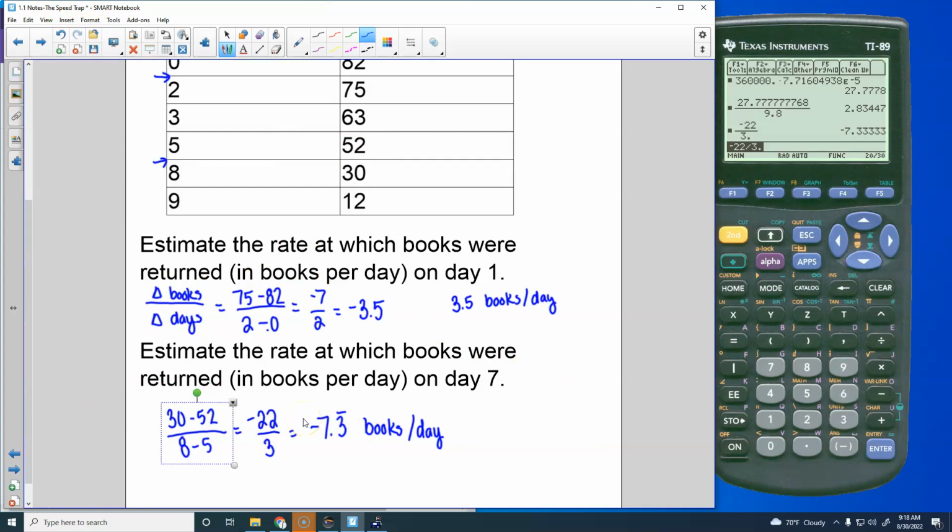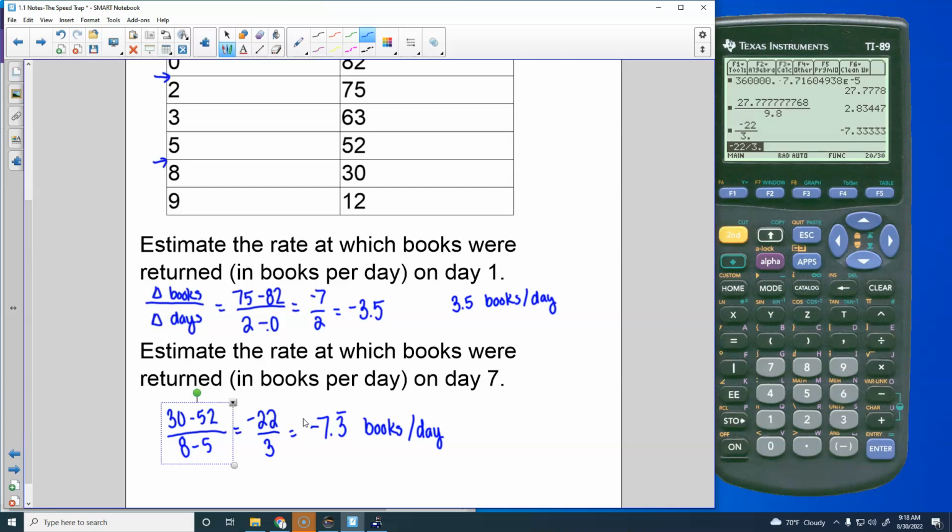You're going to see that on all of those days. So this is still an estimate. What we're really given, that 7.3, is the average rate for days 5 through 8, but it's as close as we can get to that instantaneous. Now, if we had more information, if we had an equation for this, then we could give the exact rate at that point. But obviously, we don't have that at this point.